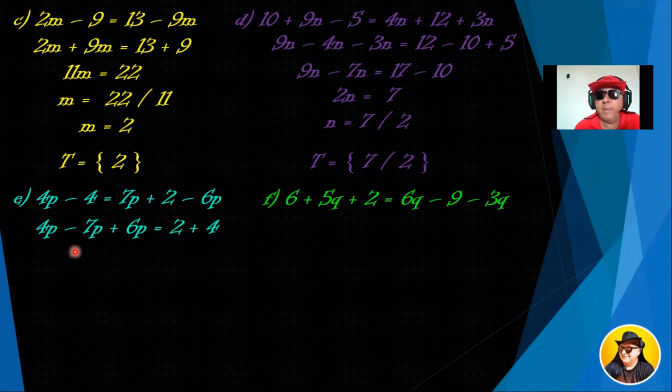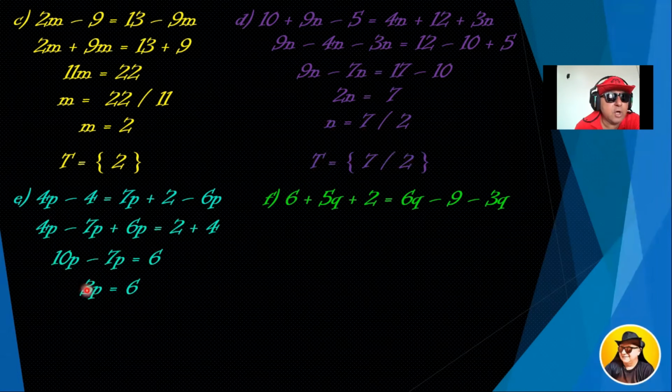And here I operate first the terms with the same sign. So 4p plus 6p gives us 10p minus 7p. So it becomes like this. 10p minus 7p is 6. Now 10p minus 7p gives us 3p. Okay, so 3p is 6.